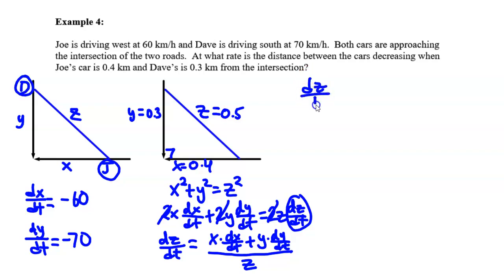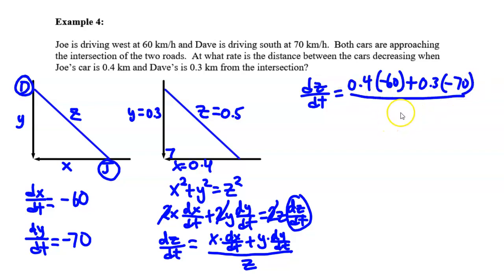So dz/dt is equal to x, which is 0.4, times dx/dt, which is negative 60, plus, and unlike example 3, we're actually given everything in terms of consistent units. This is kilometers per hour, whereas in example 3, we were given minutes and also kilometers per hour, so we had to do a conversion. So 0.4 times negative 60 plus 0.3 times negative 70, all divided by z, which is 0.5.